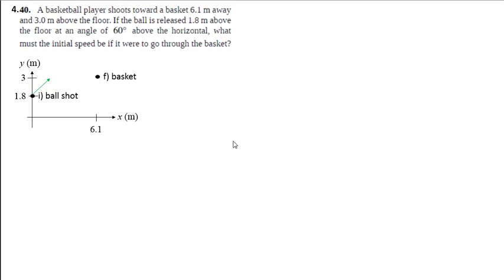So let's get going. In the x direction, what do I know from my initial to my final? I know that my x displacement is going to be 6.1 meters. I know that the acceleration in the x direction is 0 because there are no forces there. I'm not sure what else I know, so I'm going to look at the y direction. In the y direction, I know that my vertical displacement is 1.2 meters, and I know that my acceleration is negative 9.8 meters per second squared.